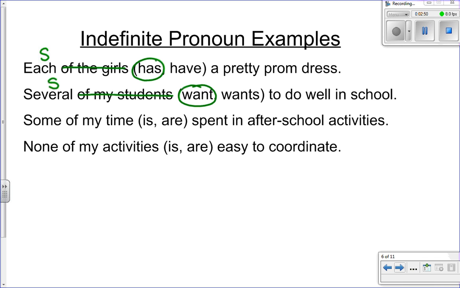In the next sentence, I'm going to cross off the prep phrase of my time. Some is the subject. However, some is on the list of indefinite pronouns that can be singular or plural. So I have to still look at the prep phrase to say what is some referencing? Some of what? Time, which is singular, so I'm going to choose the singular verb is. In the next sentence, of my activities is the prep phrase to get rid of, and then my subject is none, which could be singular or plural, so I have to say what is none referencing? None of what? Activities is plural, so I'm going to choose are, the plural verb in this sentence.